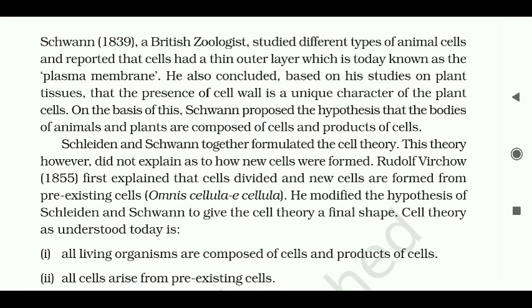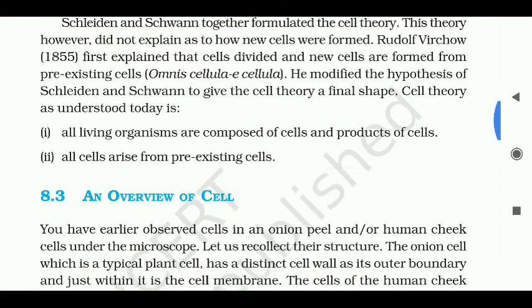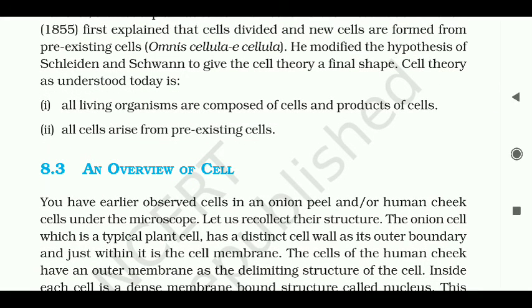This theory, however, did not explain how new cells were formed. Rudolf Virchow in 1855 first explained that cells divided and new cells are formed from pre-existing cells, that is, omnis cellula e cellula. He modified the hypothesis of Schleiden and Schwann to give the cell theory a final shape. Cell theory, as understood today, is: all living organisms are composed of cells and products of cells. All cells arise from pre-existing cells.